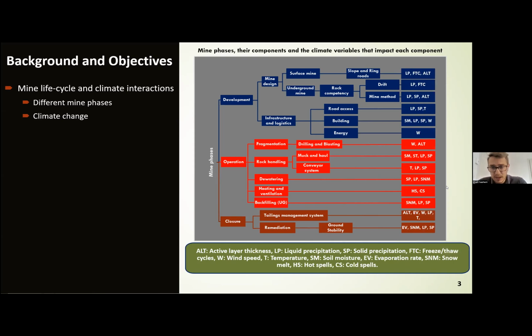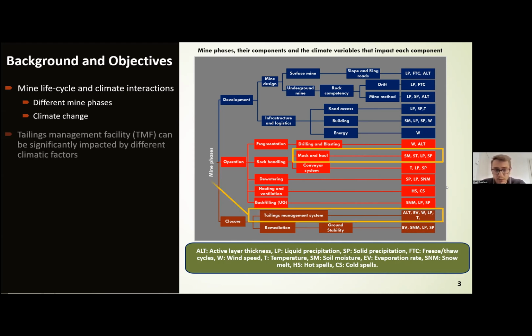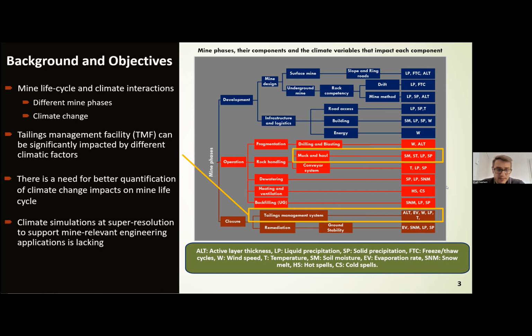These phases and components can be directly or indirectly impacted by different climate variables, such as precipitation, wind action, the active layer thickness, among many others, especially in the northern regions of Canada. For instance, the muck and haul system, which is a part of the materials handling system, can be impacted by changes in soil moisture and precipitation, as they directly affect the rolling resistance of the mining trucks. Also, the tailing management facilities can significantly be impacted by different climatic factors, and it will be discussed in more detail in this presentation. Such impacts need better quantification. However, there is a lack of climate simulations at a fine resolution that is important for the engineering applications, including the mine and its tailing management facility.